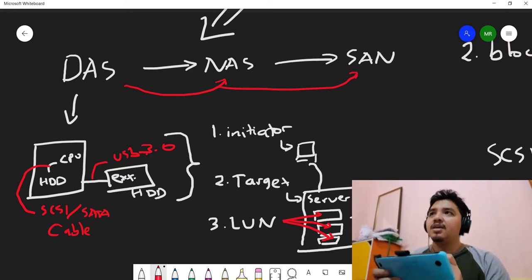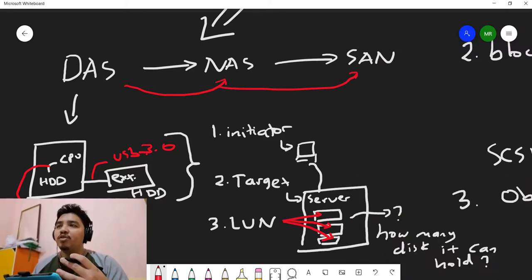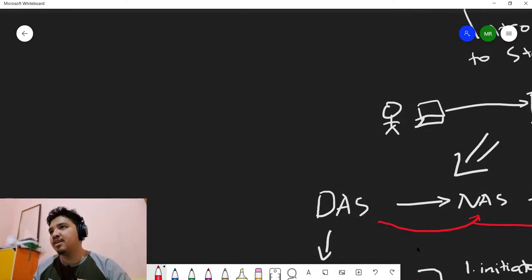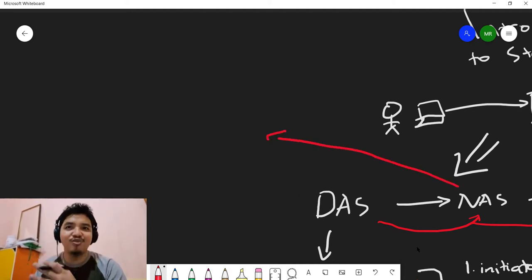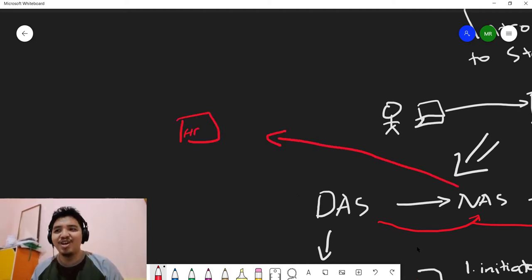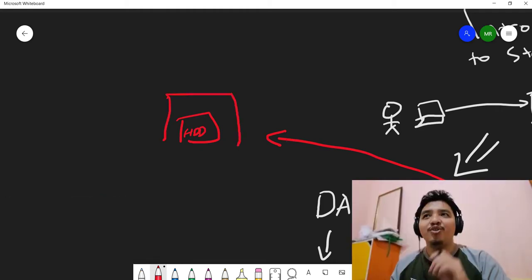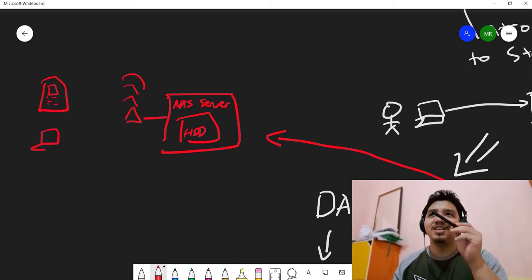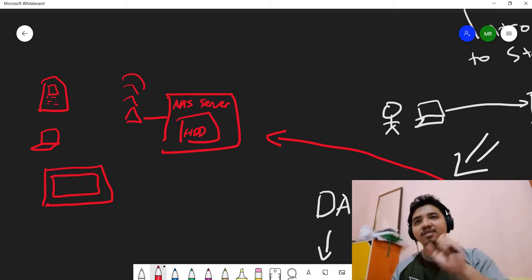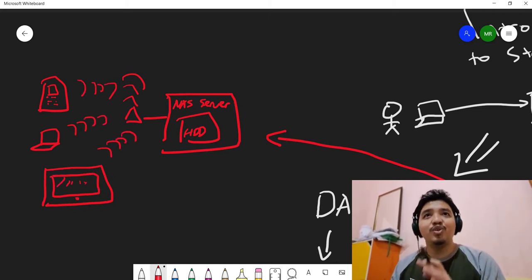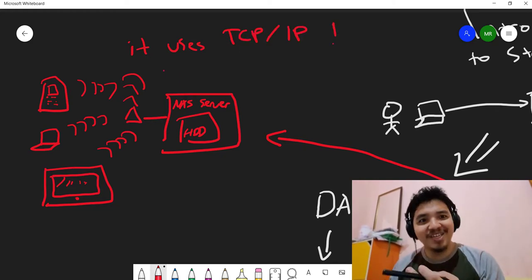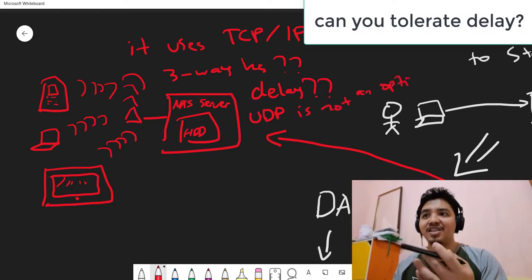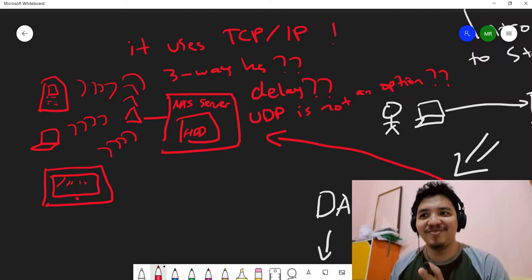The NAS gives you the idea that we want to have a storage, a hard drive, that can be accessed via a network, a data network, not a storage network like a SCSI cable. We want to access the storage via an Ethernet cable or wirelessly. But if you want to have storage carried by Ethernet, it means you have to deal with TCP/IP, the three-way handshake. You can tolerate the delay, or you can tolerate UDP. That is your problem now.